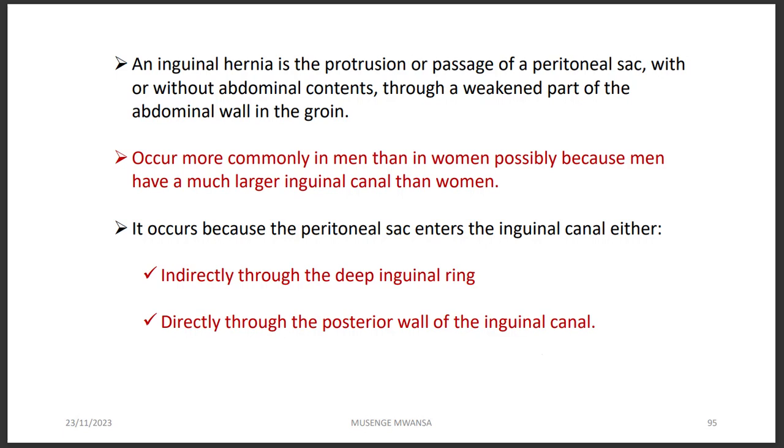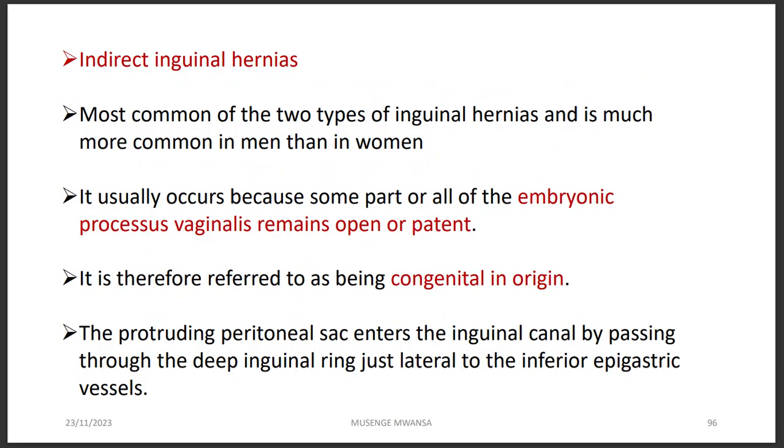Inguinal hernias can be direct or indirect. They're actually more common in men than in women. Indirect hernias are the most common, and these occur because some part of the processus vaginalis remained open or patent. So it is also referred to as congenital in origin. It's a problem in the origin.